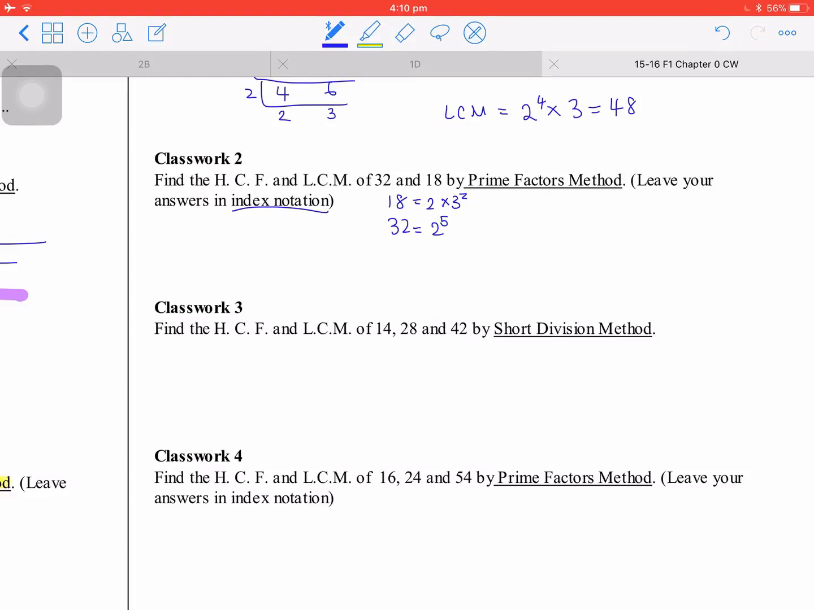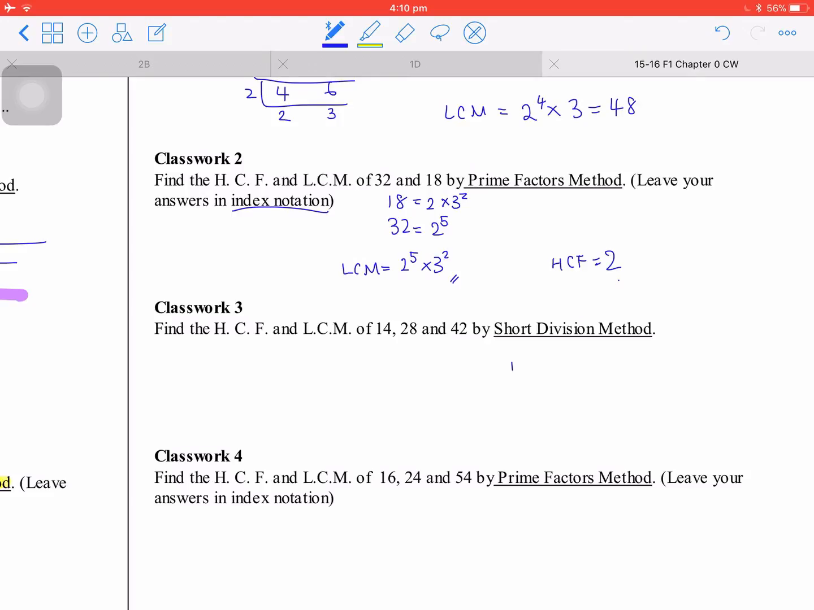So for the LCM and HCF here, for HCF, I guess you know it is only 2, because you only copy what they have in common with the lowest index, that is 2, and the lowest index will be 1, that means 2. And then for LCM, all they have should be put together. So you have 2 to the power 5 and 3 to the power 2 multiplied together.